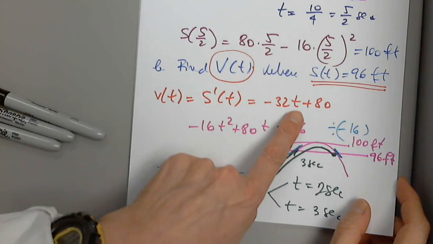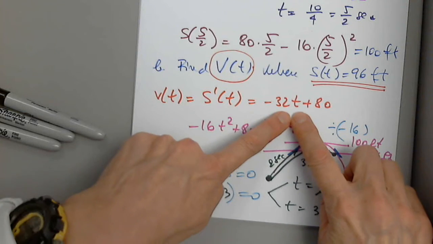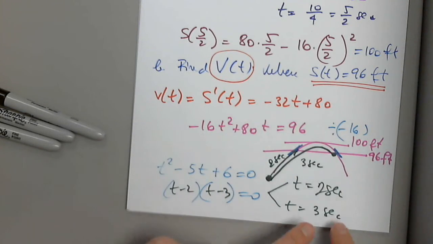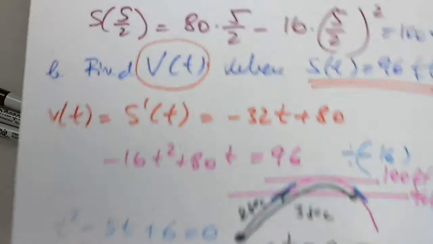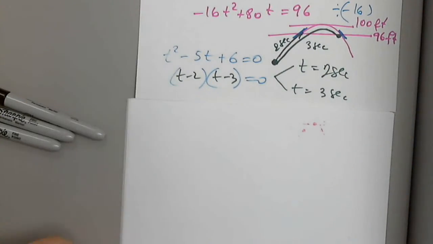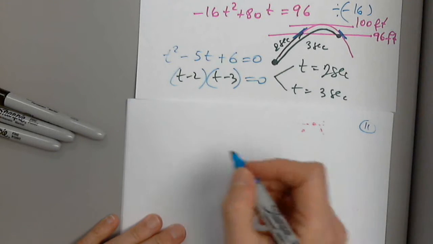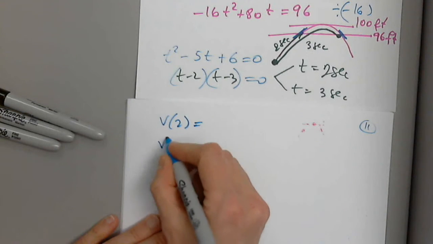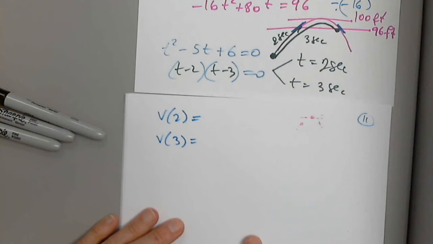Plug it in. Plug 2 in here to find the velocity, plus plug 3 in here and find the velocity. Do you expect the velocities to be the same? Just opposite signs. Very good. So please plug in 2 and please plug in 3 and tell me what you get. So V of 2 and V of 3.